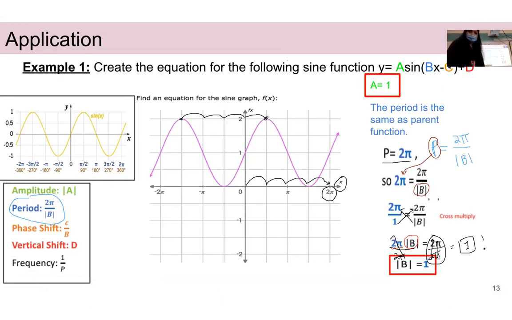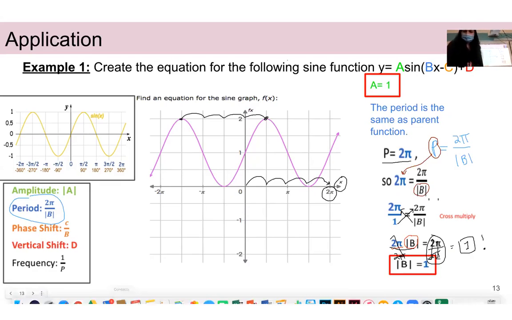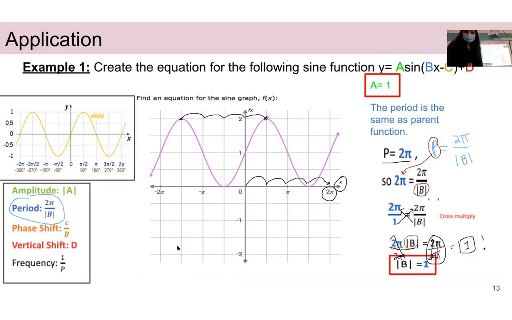Okay, everyone, let's talk about that C. So if we look down here, C is in orange. There's a formula called C over B. But before you actually jump into the formula, you have to ask yourself, is there actually a phase shift happening? If there's no phase shift happening, you're going to be doing work that you don't need to do. So phase shift tells us that our function has moved from side to side, that means left or right from its original starting position.